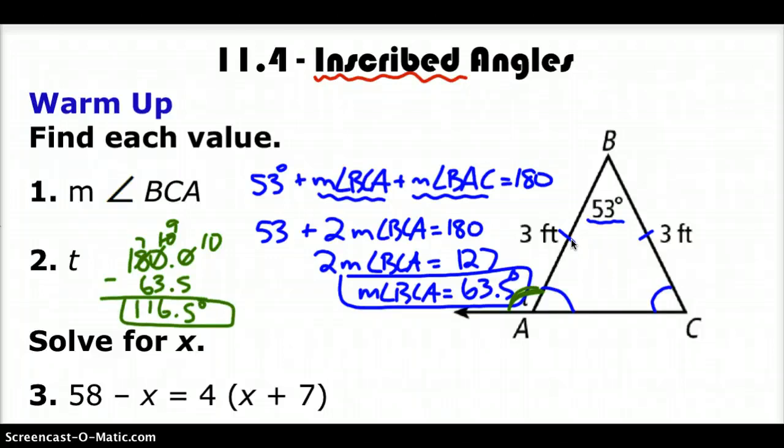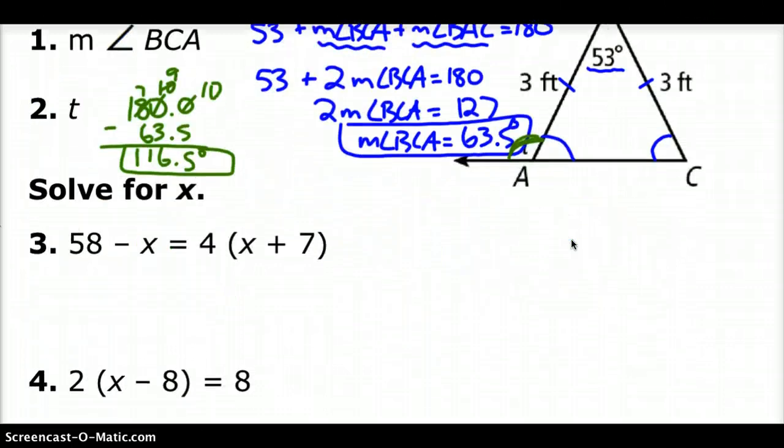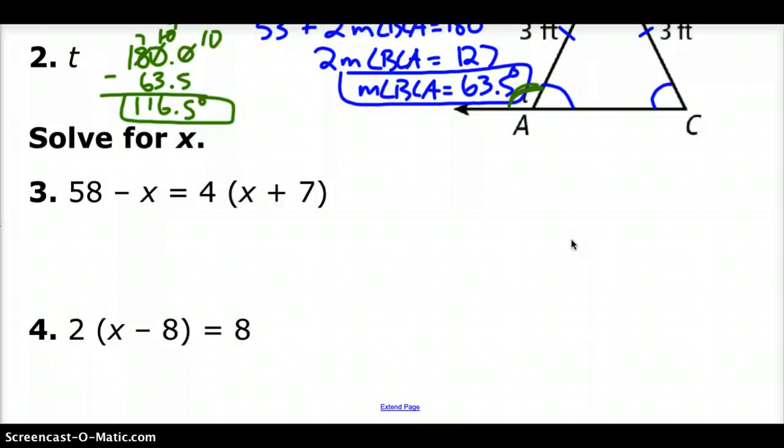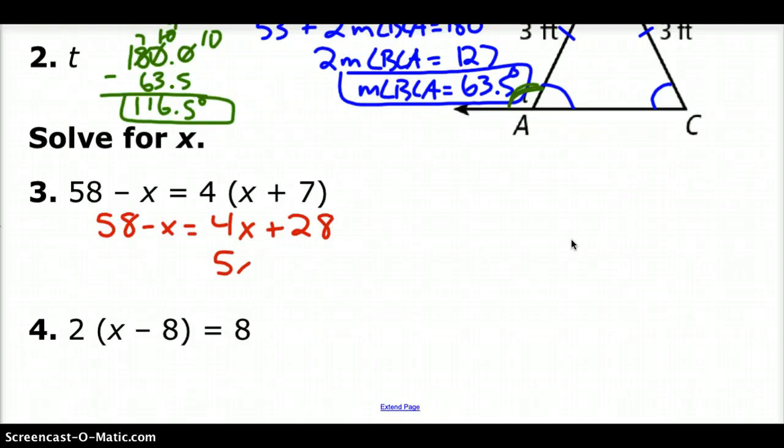Looking at just a couple other quick math problems here, just practice with solving equations. Obviously that's going to be a big part of our lesson today. I'm just going to distribute first, so I'll say 58 minus x is equal to 4x plus 28. Maybe I'll move all my x's to the right side, so I'll add x to each side to get 5x. Maybe I'll subtract 28 from each side to get 30. When I divide each side by 5, I'll get that x equals 6.